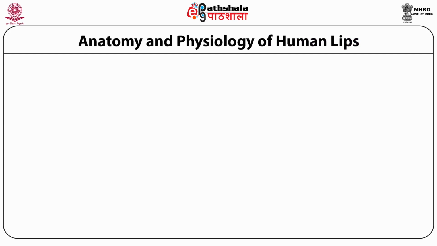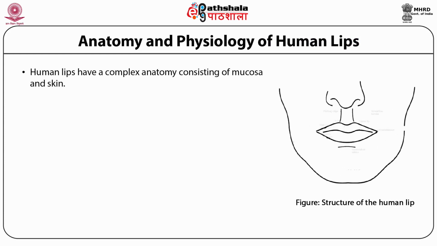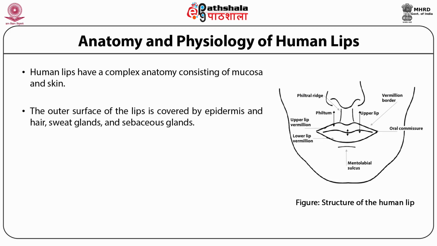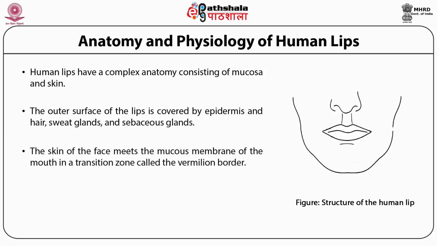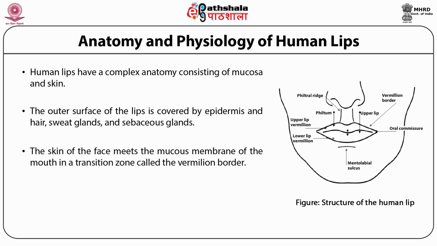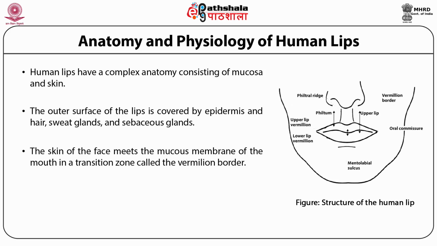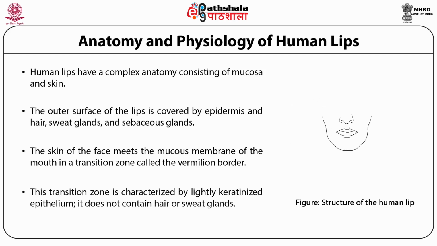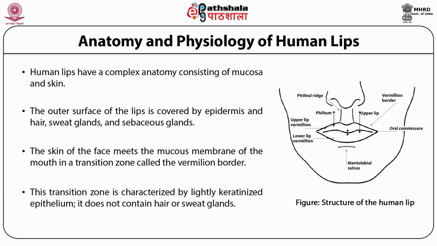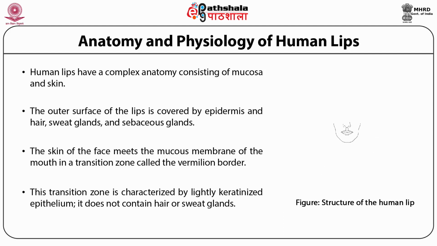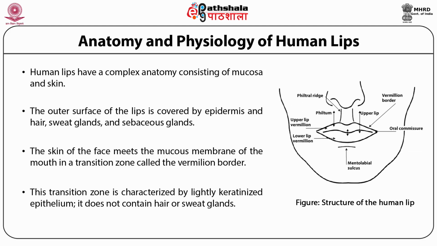Anatomy and physiology of human lips. Human lips have a complex anatomy consisting of mucosa and skin. The outer surface of the lips is covered by epidermis, hair, sweat glands and sebaceous glands. The skin of the face meets the mucous membrane of the mouth in a transition zone called the vermilion border. This transition zone is characterized by lightly keratinized epithelium. It does not contain hair or sweat glands.